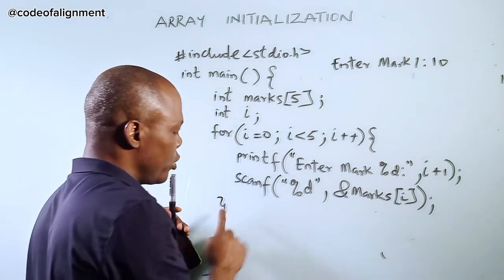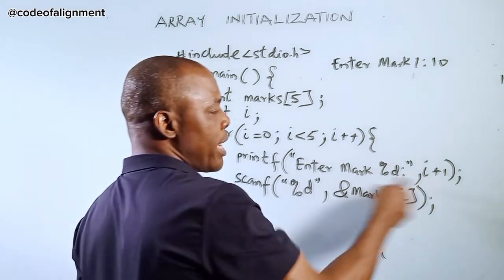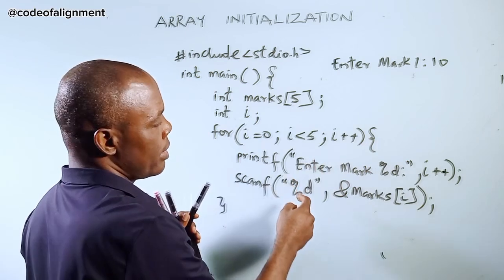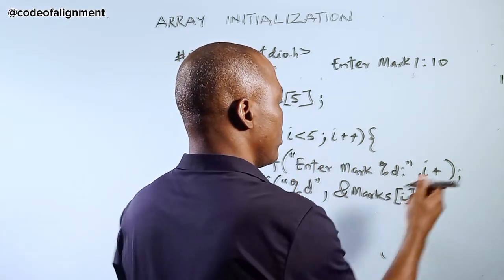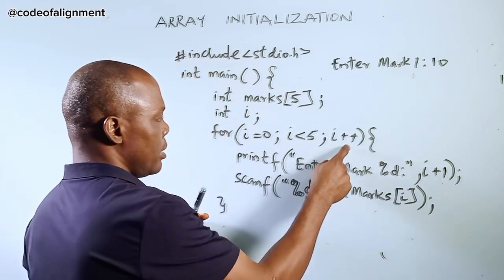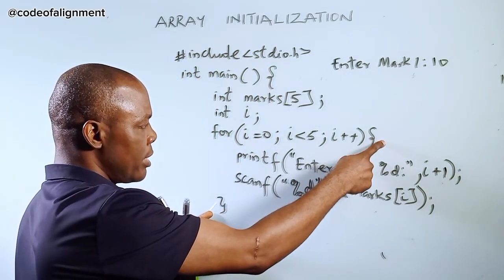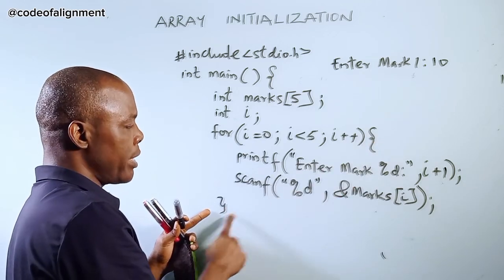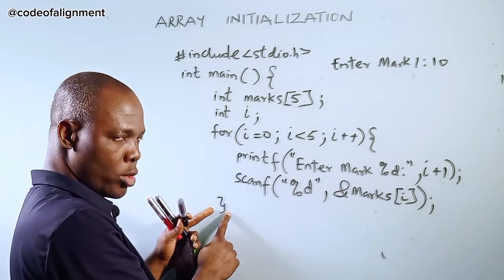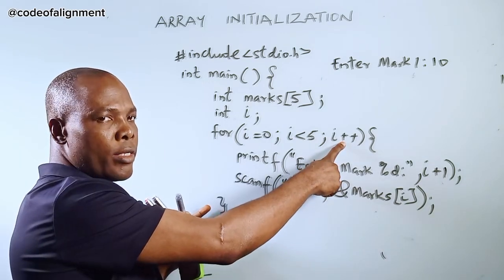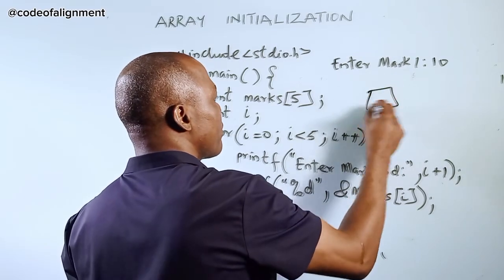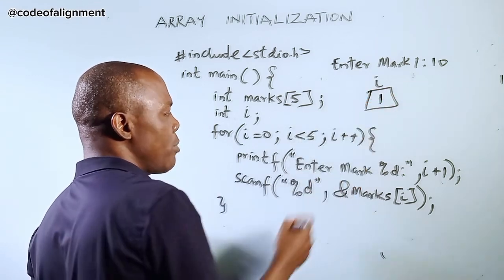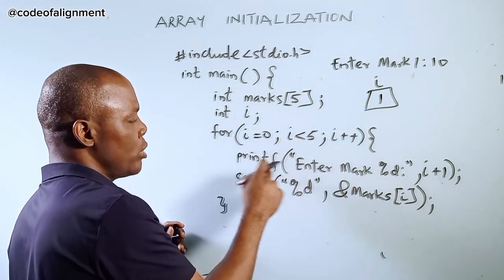So the moment it does that, it will encounter this closed curly bracket, then it will increment i. This one is i plus plus. This is the open curly bracket. This is the closed curly bracket. When it encounters this closed curly bracket, it will increment i to what? To 1. So initially i was 0. Now, it will increment i to 1. 1 is less than 5. That is true. It will come in here again.